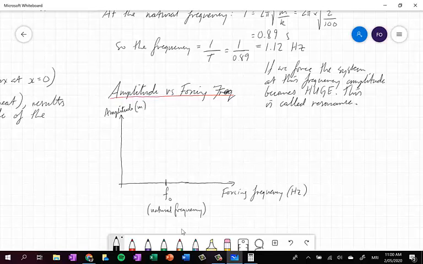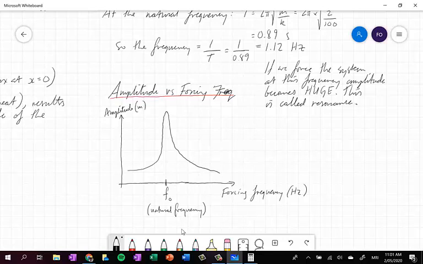And for a mass spring system, the natural frequency depends on the mass and the spring constant. For a pendulum, it will depend on the length and the acceleration due to gravity. And so what we see is we have very low amplitudes, and then it just spikes. It gets really big at the natural frequency, and then it dies away again.